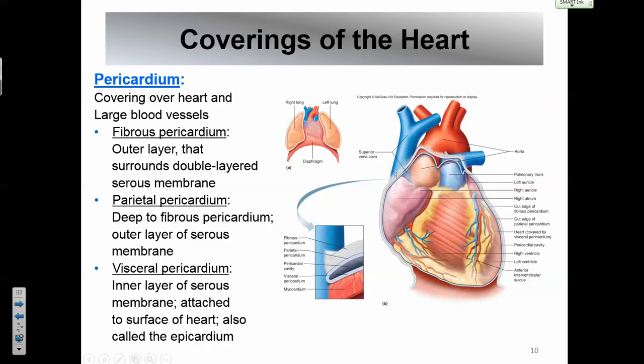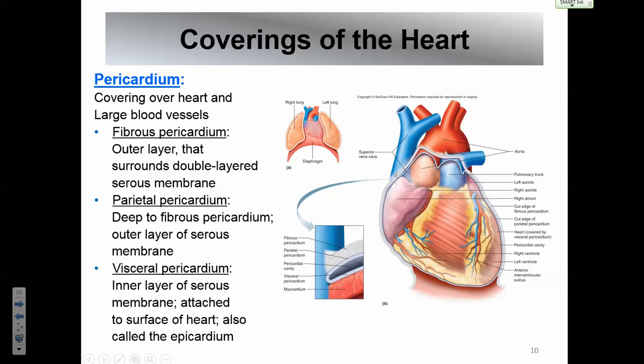Okay. Now, before we get into the details of the parts of the heart, we're going to look at the sac around the heart. That sac enclosing the heart is called the pericardium. And it's got 2 layers to it. The sac itself has 2 layers. It has the outer fibrous layer, and then the lining of it is called the parietal pericardium.